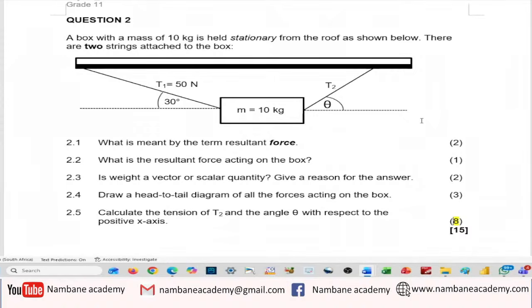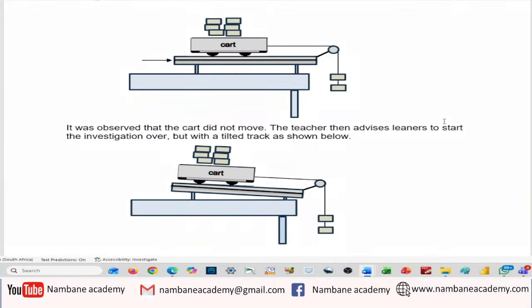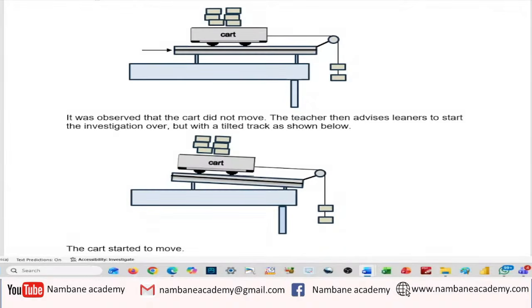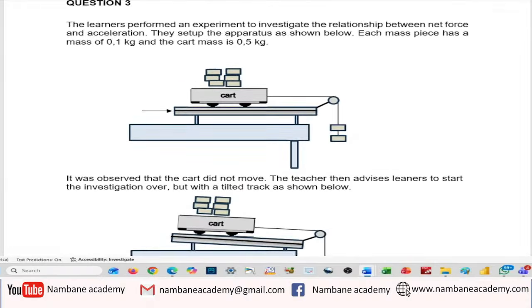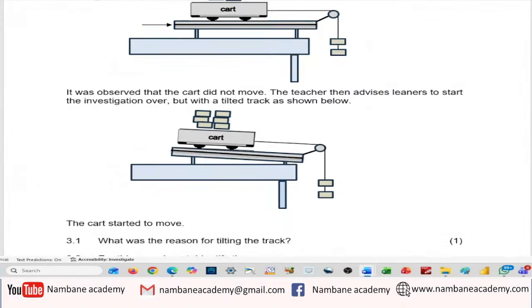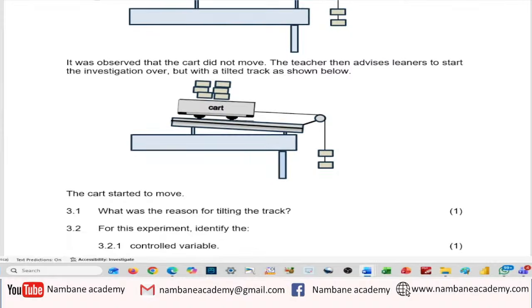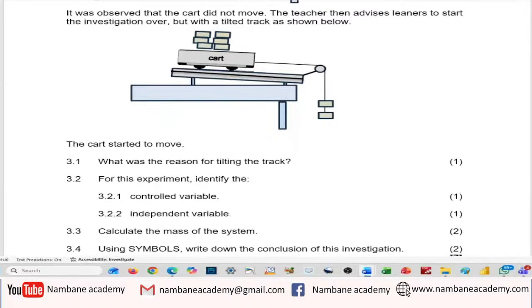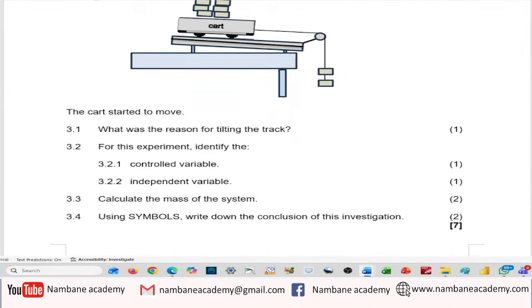Then we'll move on to question number 3, colleagues. Question number 3 was more of an experiment type of question, where learners performed an experiment to investigate the relationship between net force and acceleration. They set up the apparatus as shown below. Each mass piece has a mass of 0.1 kilograms and the cart has a mass of 0.5 kilograms. It is observed that the cart did not move. The teacher then advises learners to start the investigation over, but with the tilted track as shown below. I think this is the experiment that the learners are supposed to do at schools. Then the cart started to move.